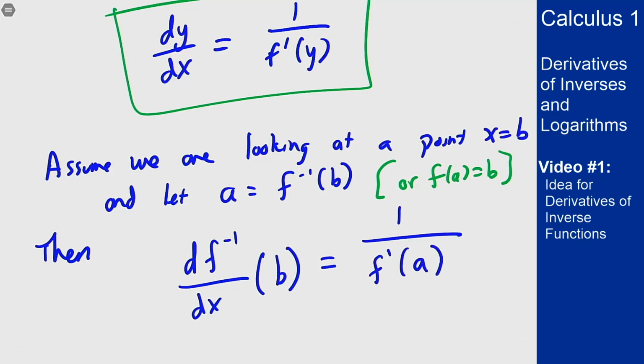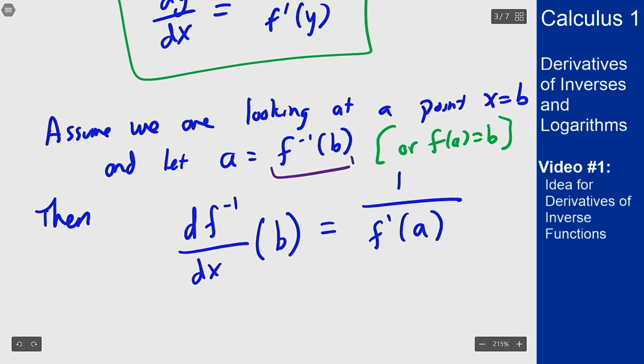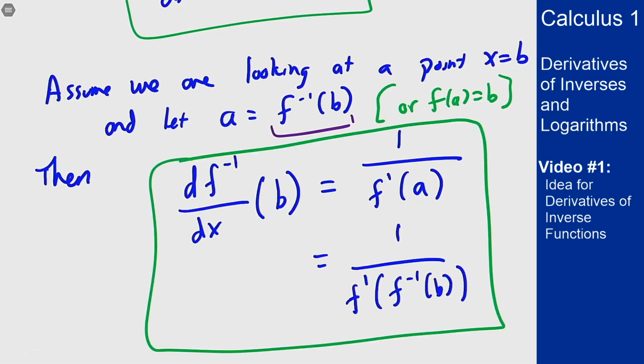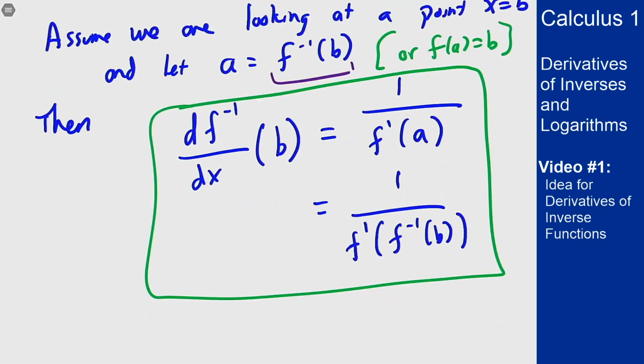which might not be entirely helpful, but because a is f inverse of b, this is 1 over f prime of f inverse of b. So if I want to find the derivative of an inverse function at a point, I find the derivative of the actual function, I take 1 over that, and what I plug in to that derivative is f inverse of the point that I'm looking at. This is the generic idea and a generic formula for finding derivatives of inverse functions.